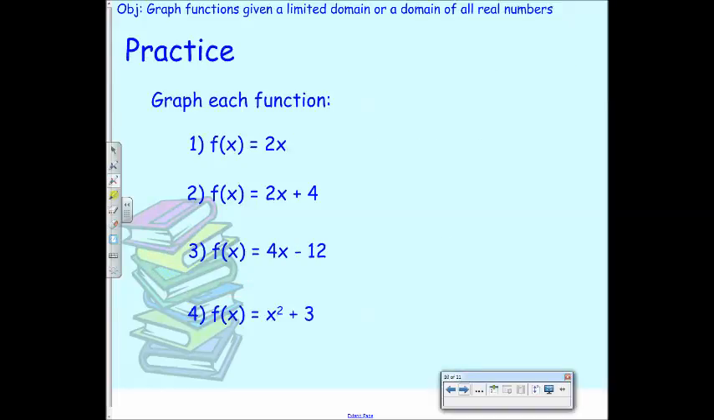Just do one of these. Pick one and find it at your board.